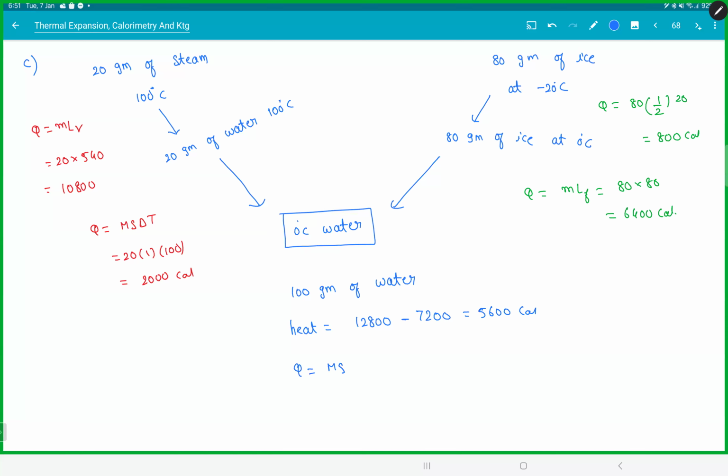Q is equal to ms delta T. This guy is 5,600, m is 100, s is 1 and delta T. There. So temperature is 56 degrees, everything is water.